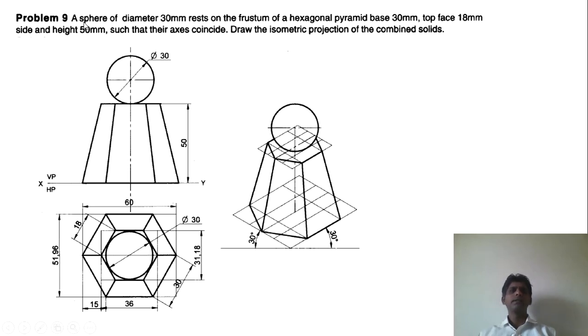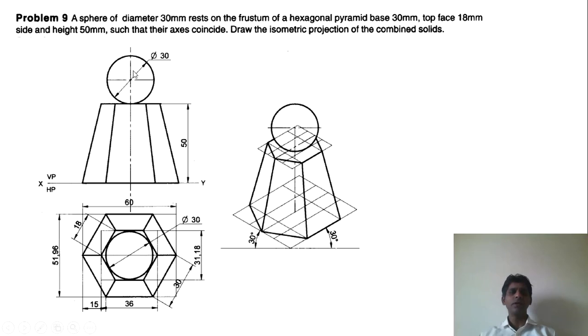The problem reads like this: the sphere of diameter 30 mm rests on a frustum of an hexagonal pyramid. So we have a frustum of an hexagonal pyramid like this here, and then we have a sphere placed on that, and the dimensions of the top surface and the base of the hexagonal pyramid are given, and the axis length is also given to us, and it is told that the axes coincide. That means they are in line.